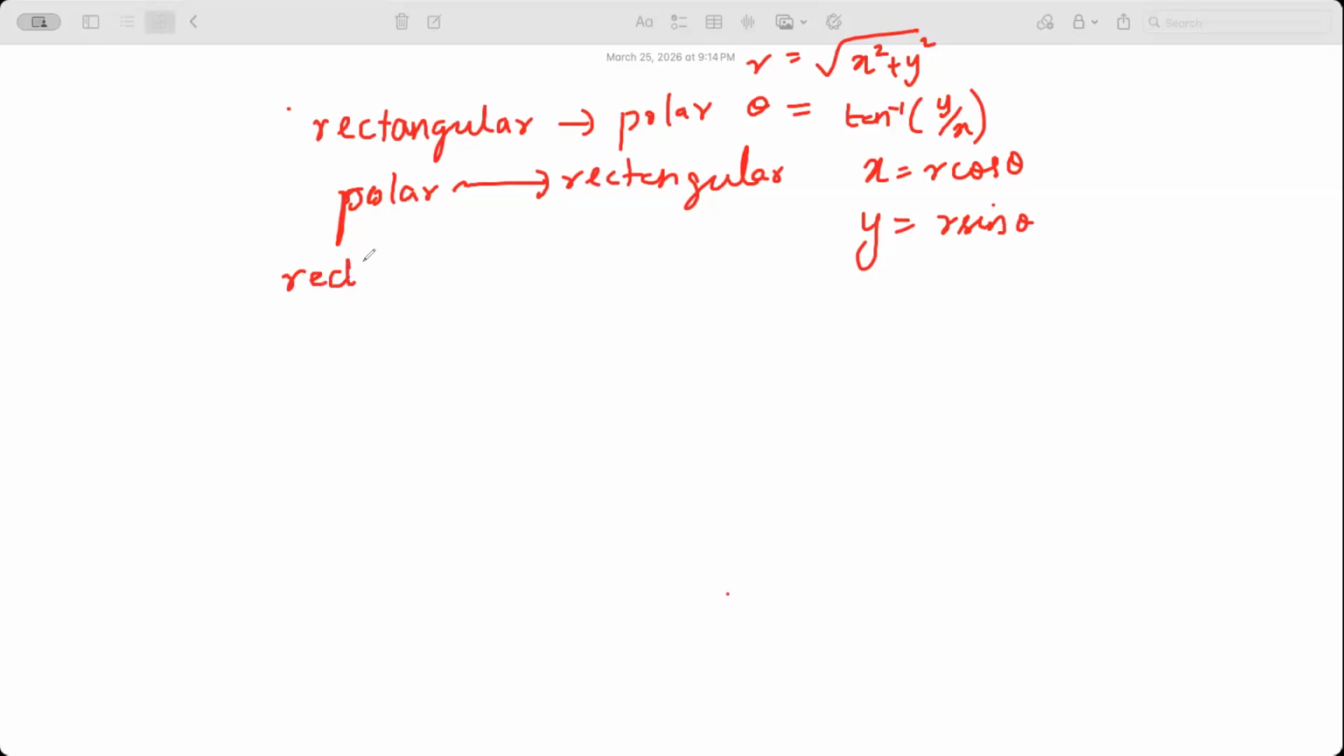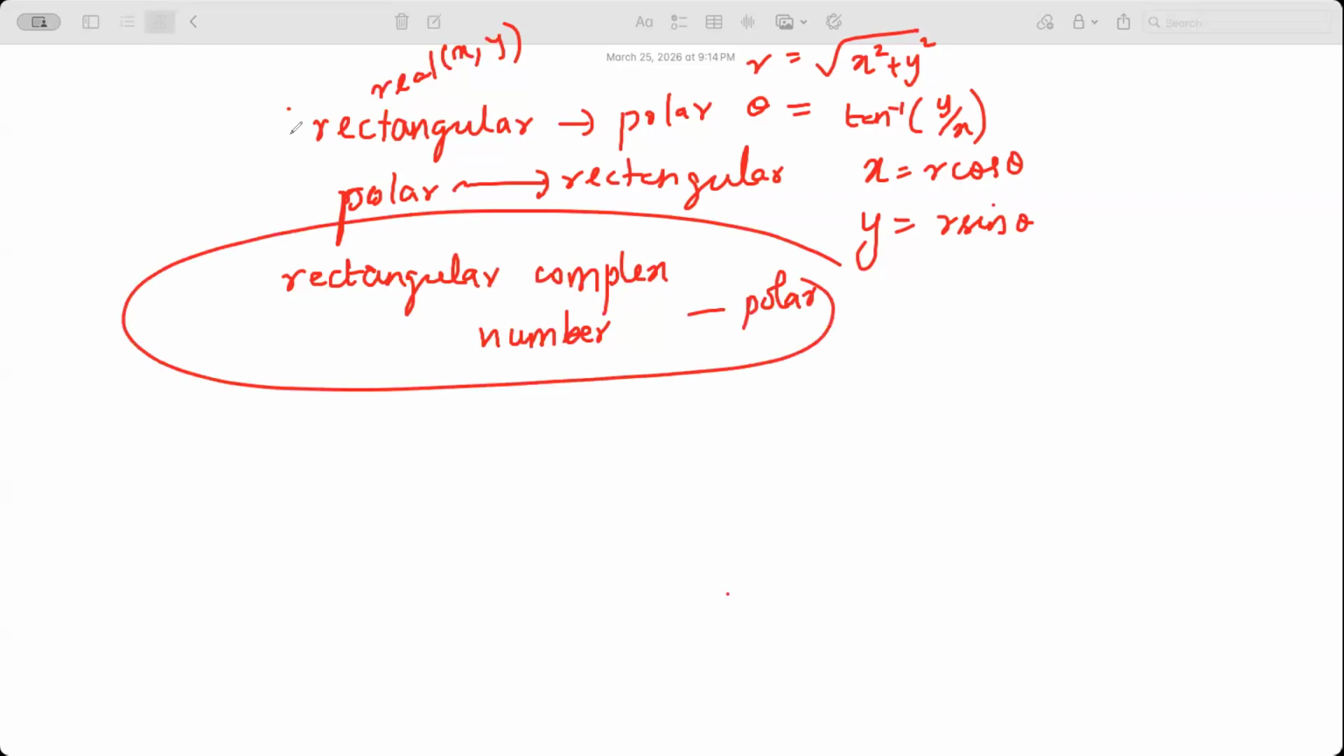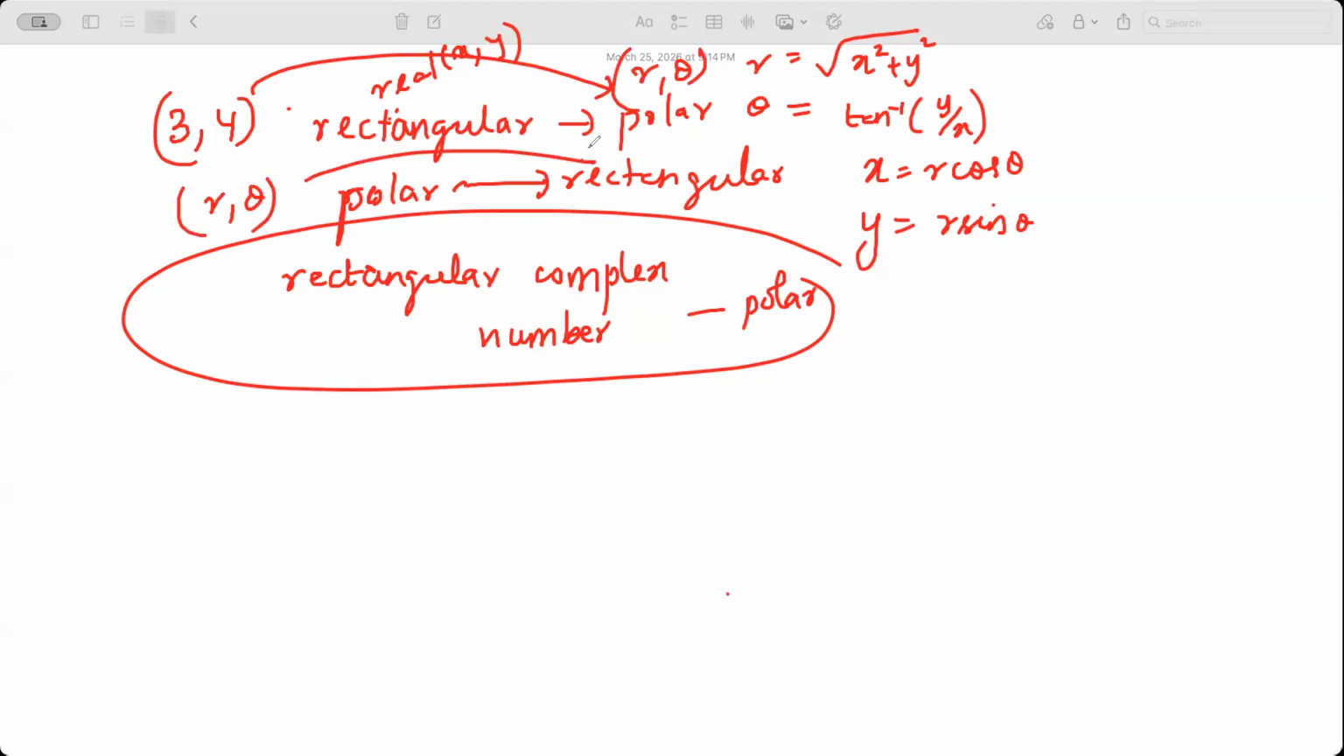But now we can be given, this was all real. Real means we only considered x and y axis. Now we are going to convert a rectangular complex number to a polar coordinate. Can we try that? So what is that rectangular complex number? This one is like 3, 4. This rectangular number you are converting to r, theta, or r, theta was given, you wrote it out as x, y. Now I am going to give you a plus bi number. You are going to calculate the polar coordinate.